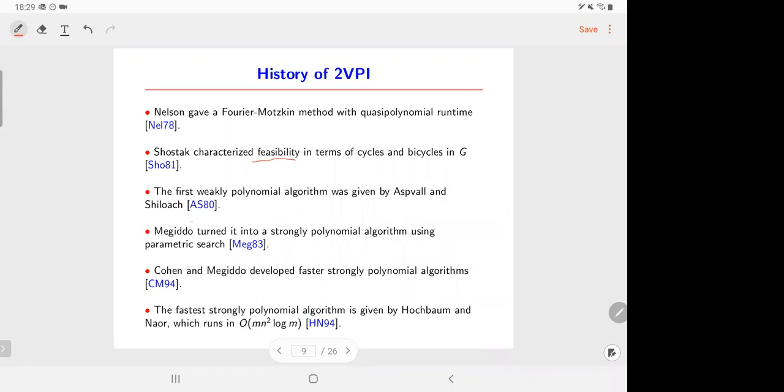And then subsequently, Megiddo changed the binary search framework into a parametric search framework, which allowed him to convert the algorithm into a strongly polynomial algorithm. And then eventually, Cohen and Megiddo developed faster algorithms for the problem. And the current record holder is Hochbaum and Naor. It is also a Fourier-Motzkin algorithm, but has some binary search framework. It's a combination of Fourier-Motzkin and binary search. And the running time is m n squared log m.